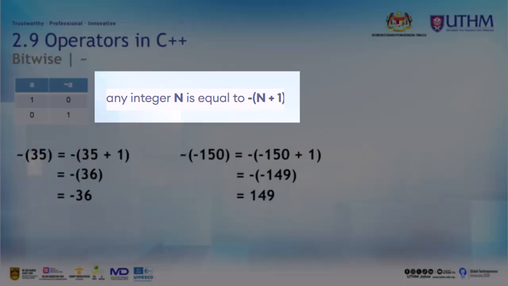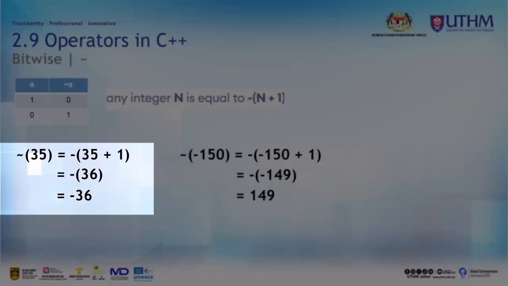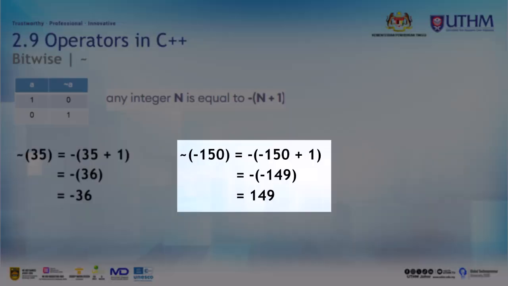The slide presents the formula for computing the bitwise NOT in integers. For example, applying this operation to 35 yields negative 36, while for negative 150, the result is 149 as demonstrated on the slide.